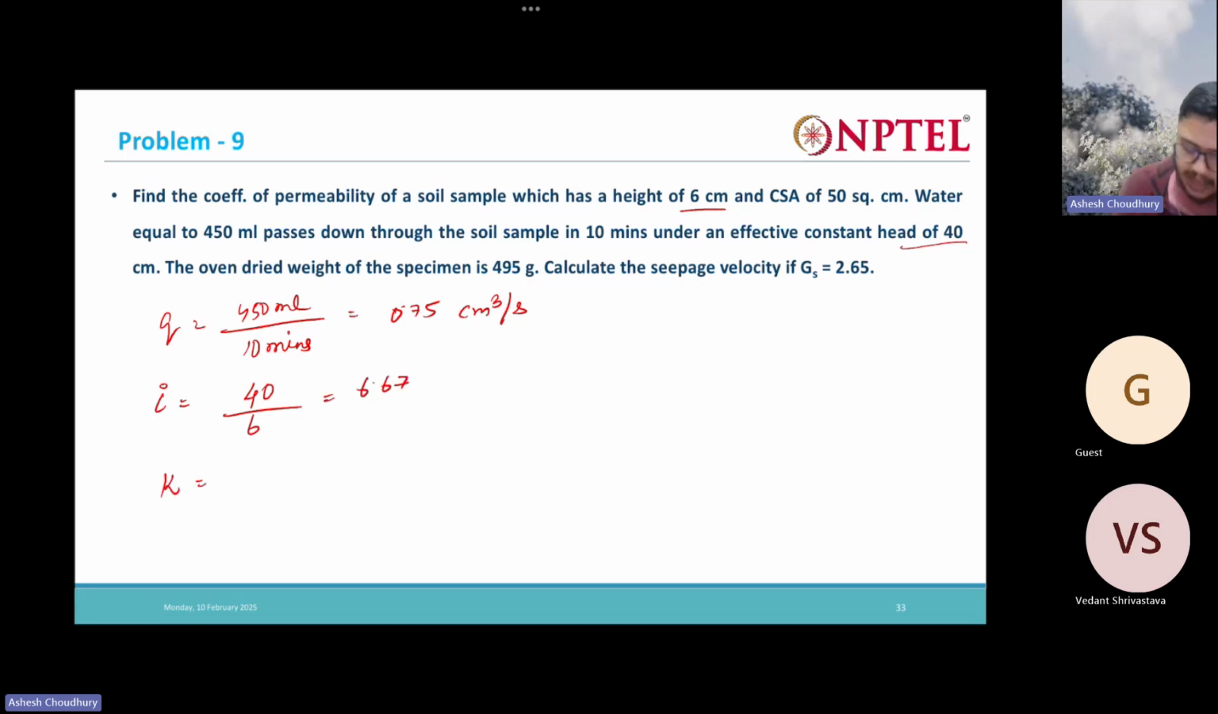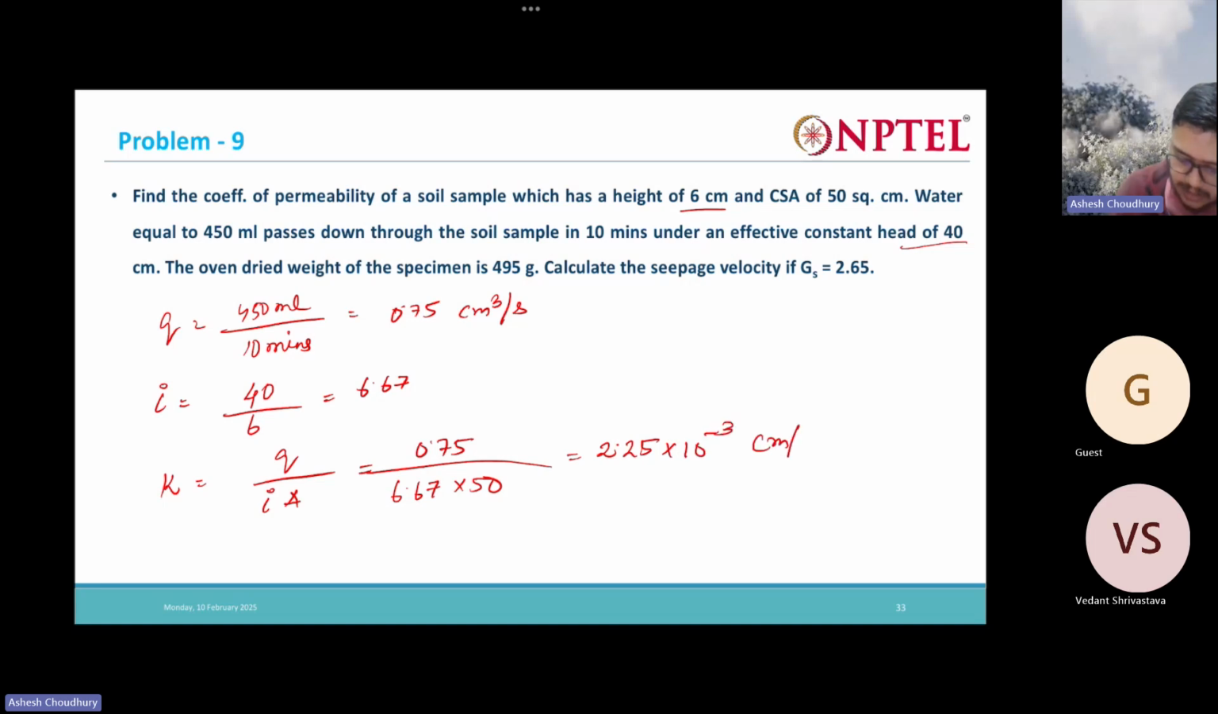Therefore again K I can find out similarly to the previous problem. Q by IA. Q is 0.75, I is 6.67 into 50. So it will come out as 2.25 into 10 to the power minus 3 centimeter per second. So we found out the permeability, or the hydraulic conductivity, of the soil.